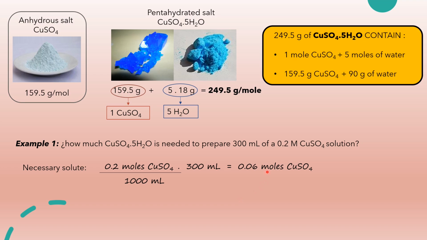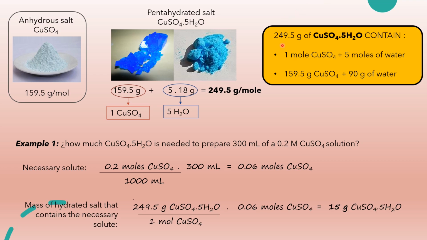In what mass of the hydrated salt do I find this amount of moles? Let's look at this. 1 mole of the salt is in 249.5 grams of the hydrated salt. This is what I know from the beginning. But I don't need 1 mole of salt. I barely need 0.06 moles. So I would have to weigh 15 grams of the hydrated salt to contain the needed sulfate.